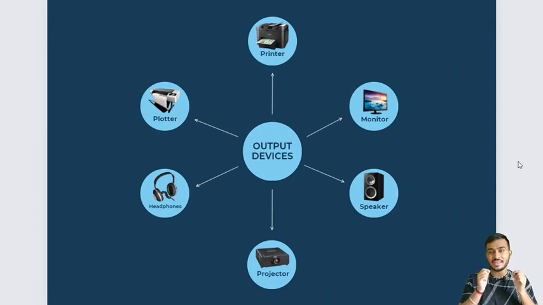Now, these input and output devices are just fine. They are just used to give some input to the computer or to take some output from the computer. But what exactly is happening when we give input to the computer, and what exactly is happening by which we get output from the computer? This entire thing is done in the big black box.